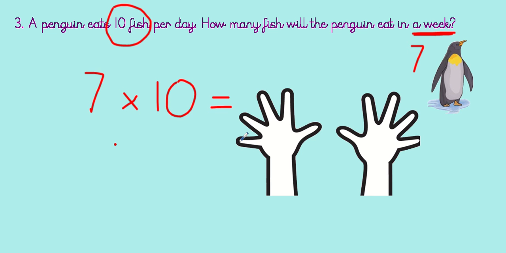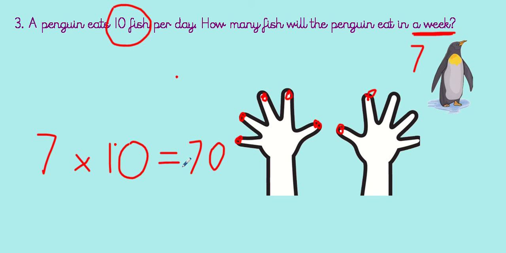Okay, here we go, counting in 10s 7 times. Go. 10, 20, 30, 40, 50, 60, 70. So 7 lots of 10 is 70. 70 fish a week. Tick or fix.